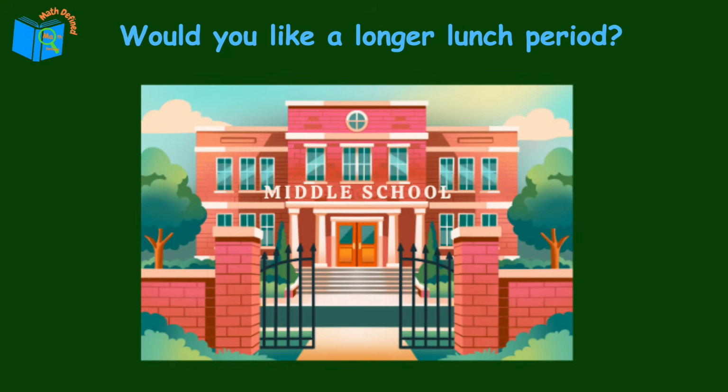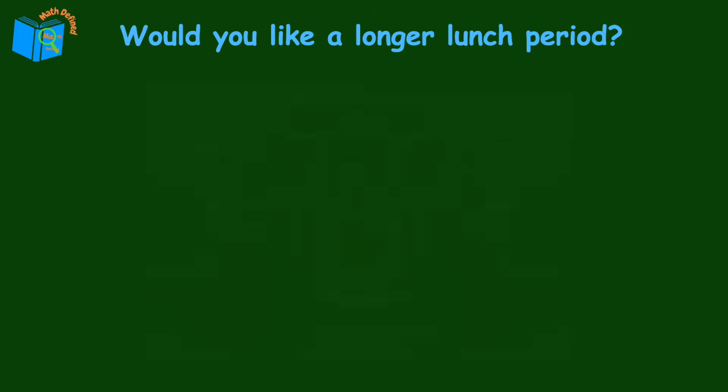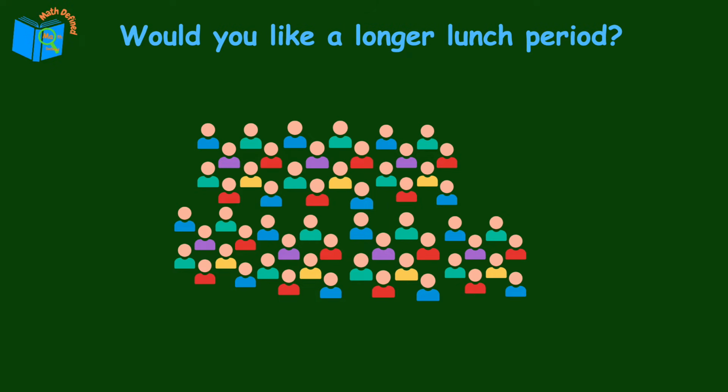Instead of asking just basketball players if they would like a longer lunch period, we can randomly select 56 students from a school roster. This would be much better. By choosing students randomly, we're not favoring one group over another. That means our sample is more likely to represent the entire school population.